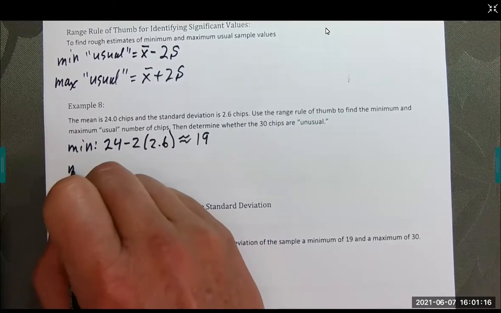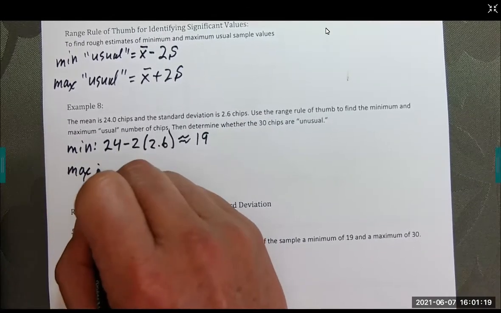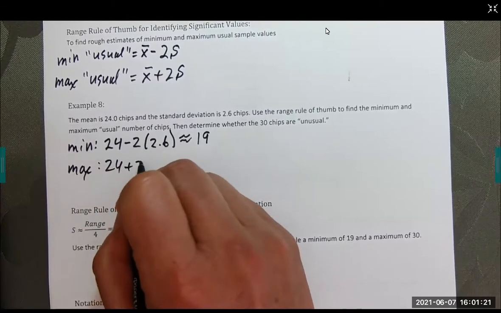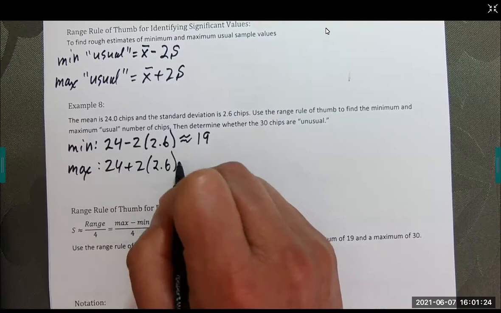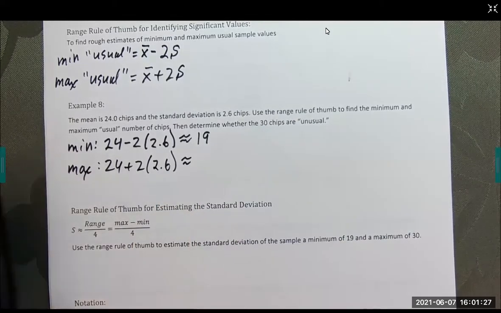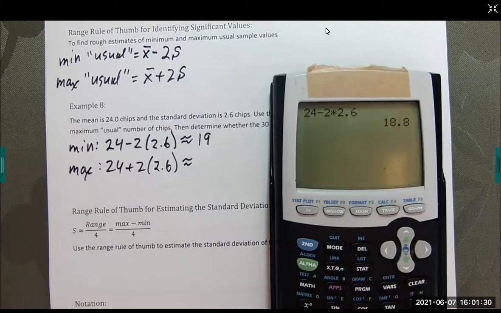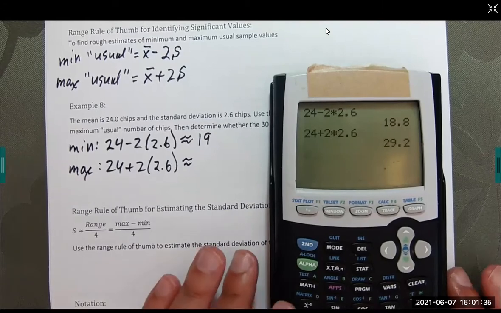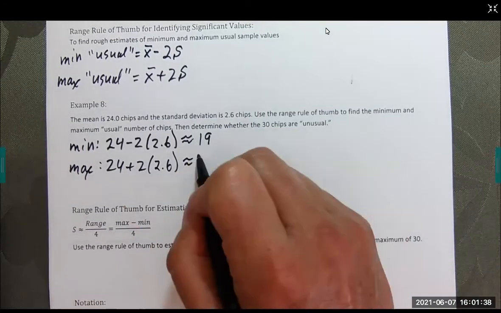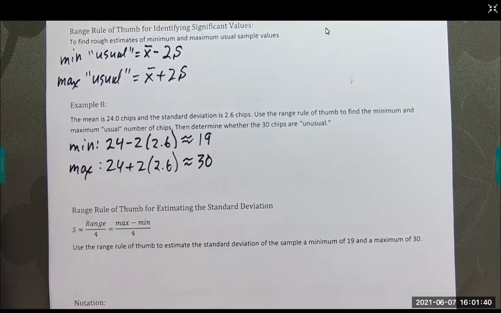The max is going to be 24 plus 2 times the standard deviation, 2.6. 24 plus 2 times 2.6. So we'll say 30. So any given chocolate chip cookie in this batch, it'll have anywhere from 19 to 30 chocolate chips on it, and anything more than 30 chocolate chips is going to be unusual. Anything less than 19 is unusual.